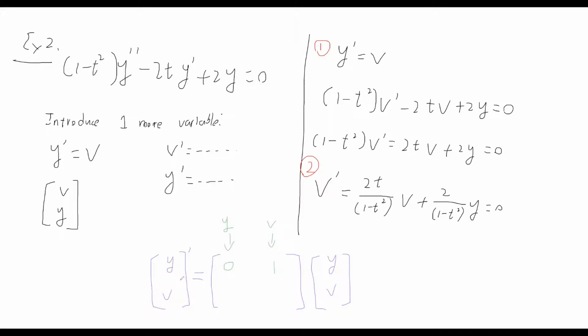For v prime, we look at this equation. The coefficient of v is 2t over 1 minus t squared, right? So we put that here in the second column, 2t over 1 minus t squared. And for y, the coefficient of y, we have 2 over 1 minus t squared. So 2 over 1 minus t squared, right? And that is your matrix A. This is your matrix A.